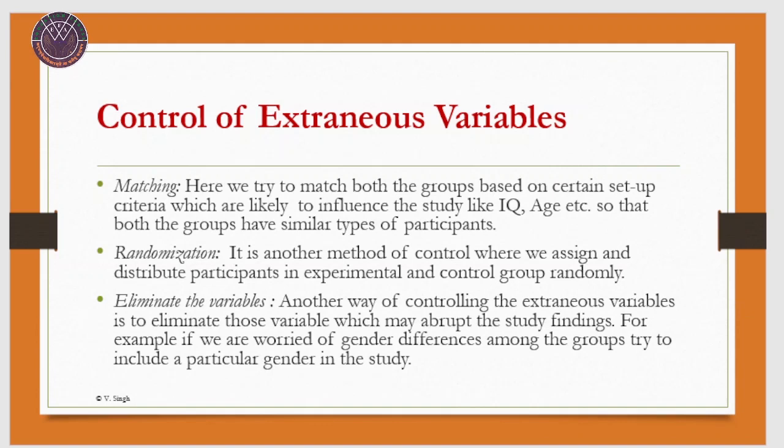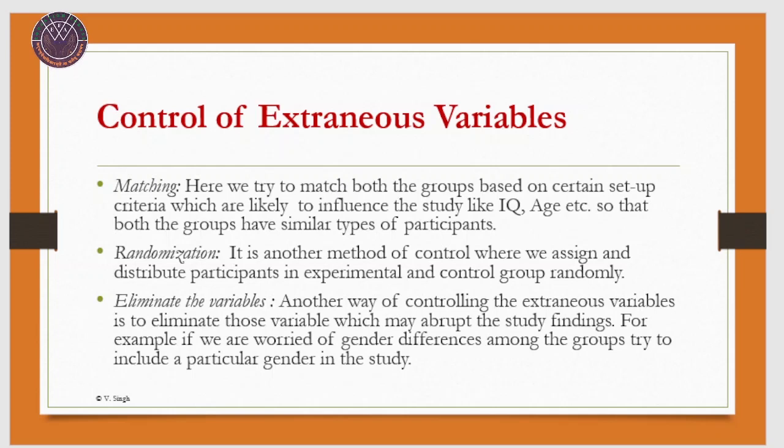Okay, now when we talk about controlling the confounding factors or intervening extraneous variables, there are several ways to control them. Let us see some examples of how to control them. One of the processes is matching. What is the matching process? Well, when we match both the groups based on a certain set of criteria which are likely to influence the study, it is called matching or one-to-one matching.